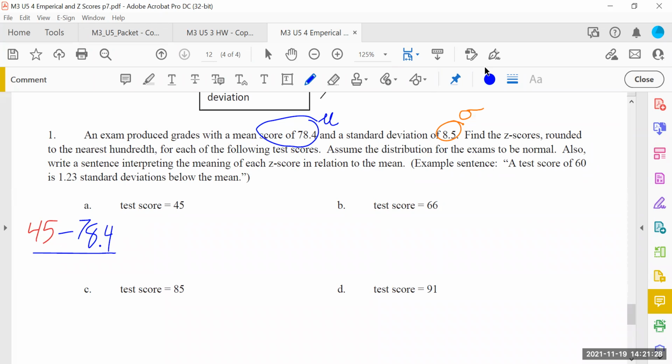Divided by the standard deviation, 8.5. You're just going to plug this into a calculator. If you're using a scientific calculator that does order of operations, make sure you do the top part first and then divide by the bottom. Did you get negative 33.4? Close. I'm going to do 45 minus 78.4, which gets me negative 33.4, and then divide by 8.5. Yeah, you get negative 3.9.